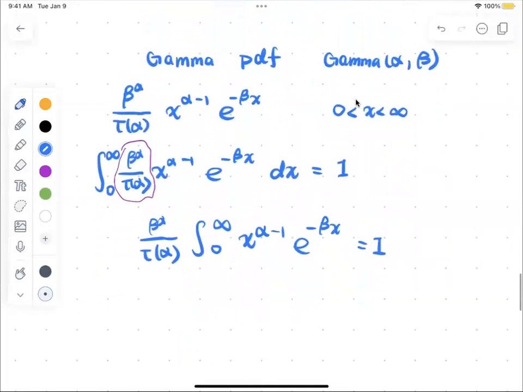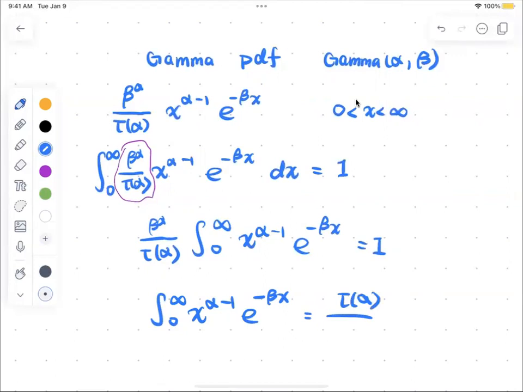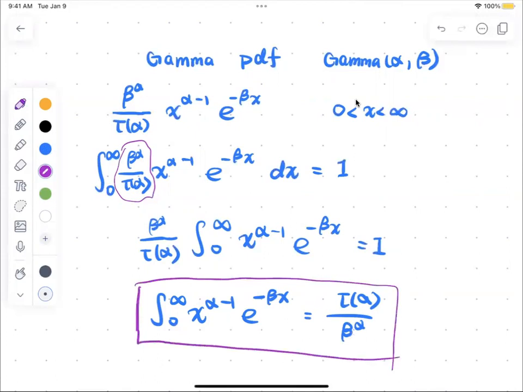And the next thing I'm going to do is move this constant to the other side. That's going to give me the integral of x to the power of alpha minus 1 e to the power of negative beta x is equal to the gamma function evaluated at alpha over beta to the power of alpha. And this is the shortcut I was talking about. So keep this in mind, it's very convenient.